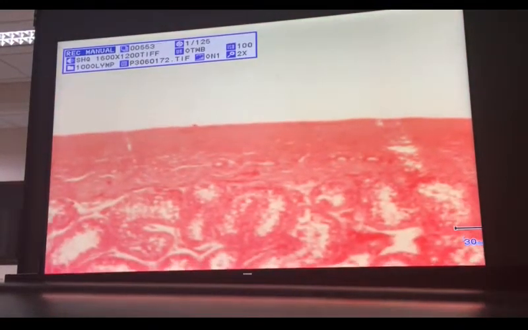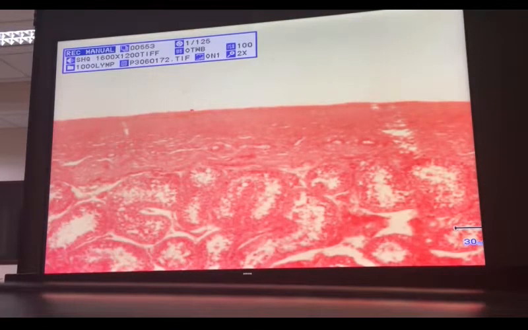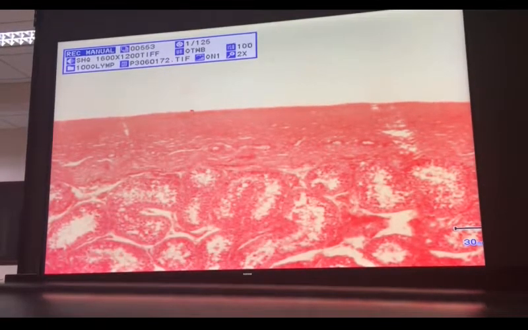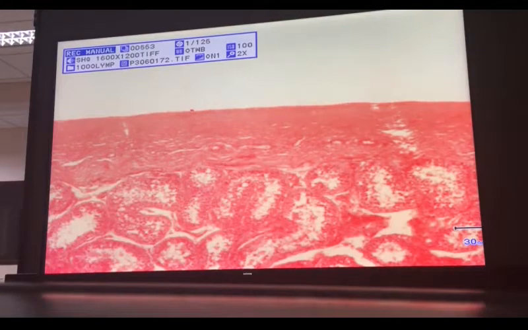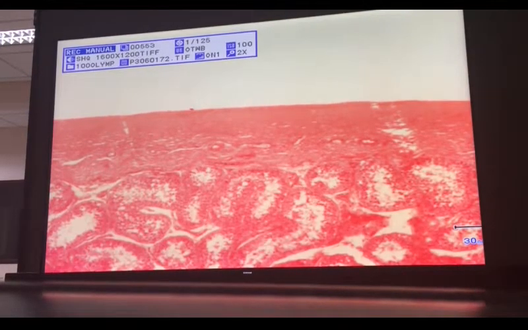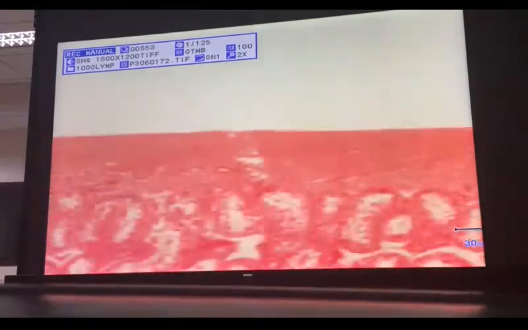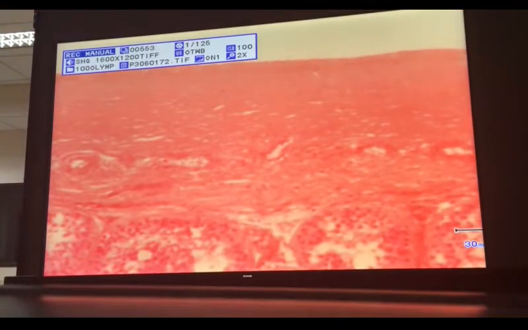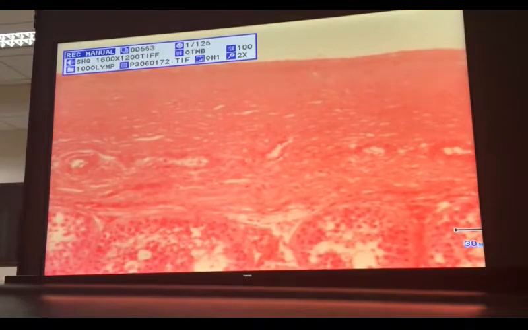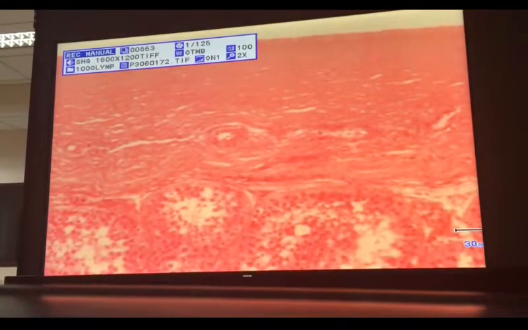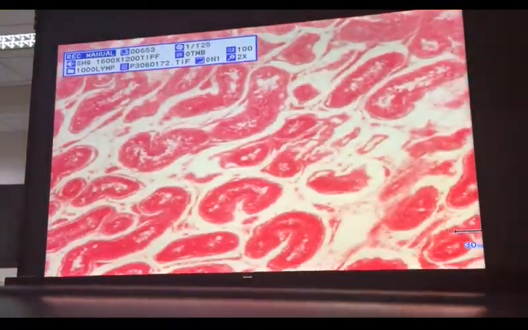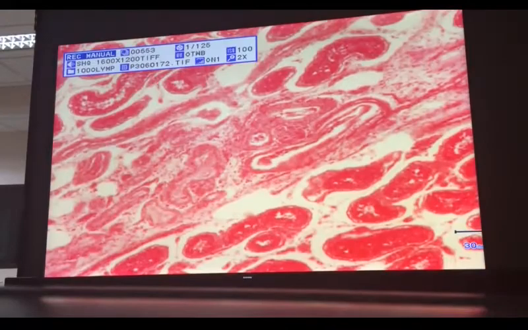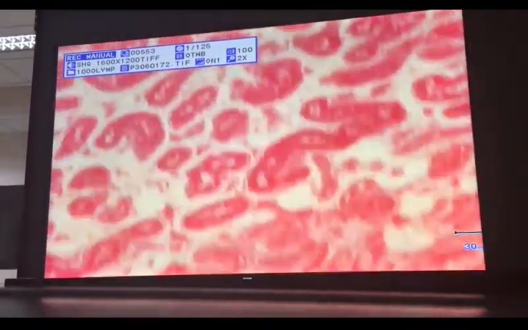The testis is covered by a dense irregular connective tissue, which is called tunica albuginea. Immediately underneath the tunica albuginea is a connective tissue which contains numerous blood vessels. And because of the presence of the blood vessels, that layer is called tunica vascularis. Now, the functional units of the testes are the seminiferous tubules.